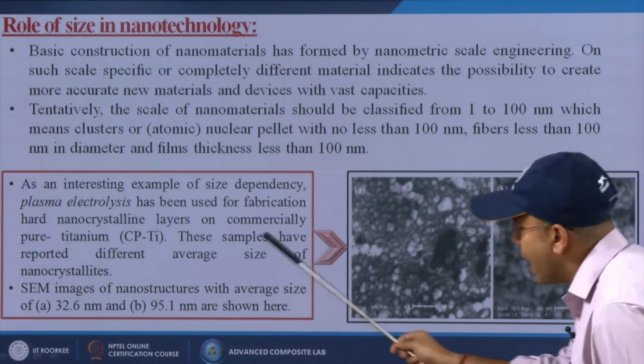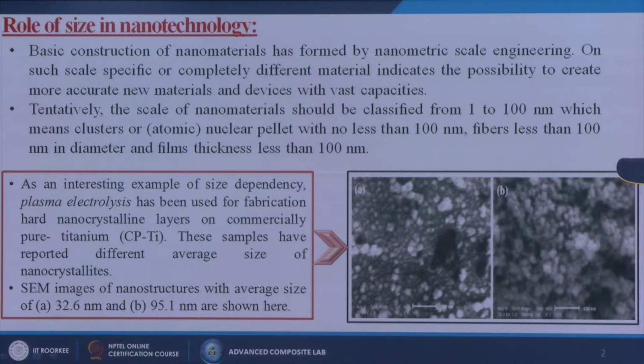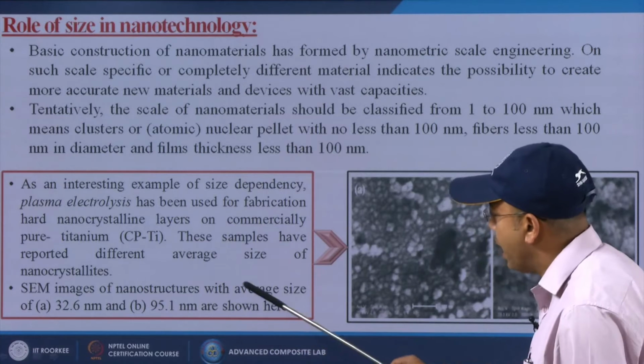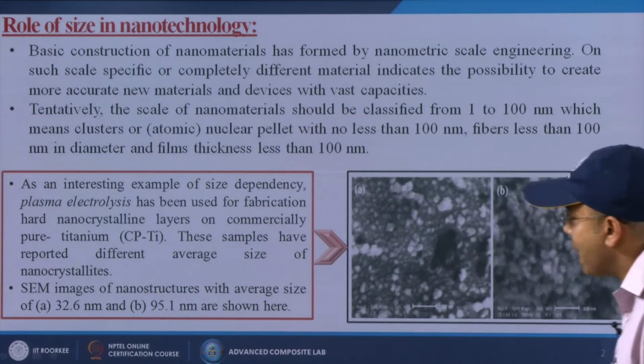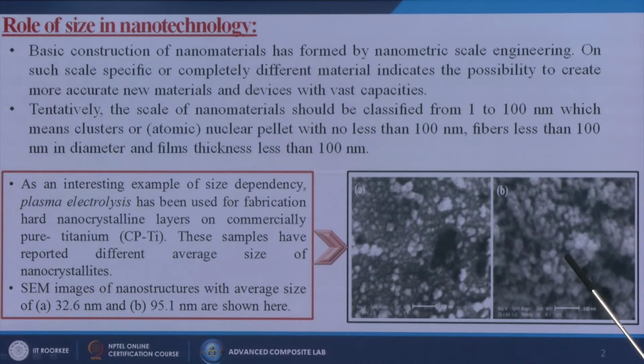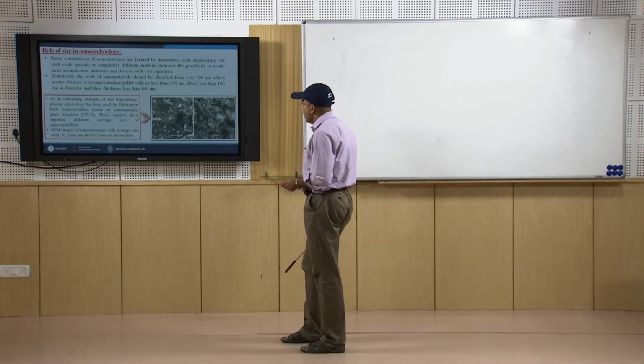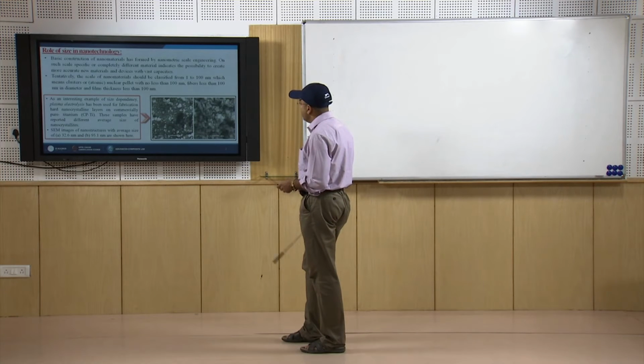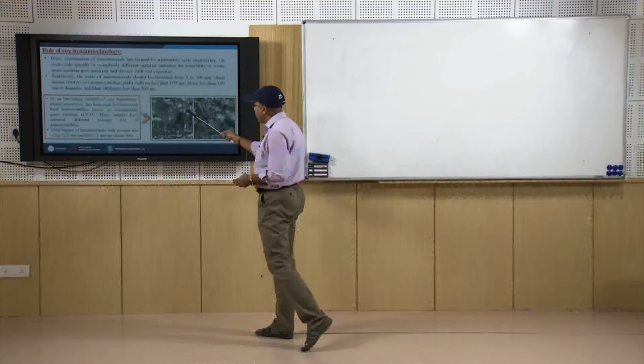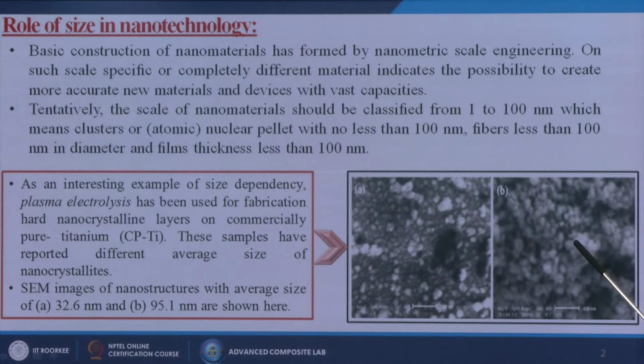So these samples have reported different average sizes of nanocrystallite. From this figure we can see an AFM image of nanostructures with an average crystallite size of 32.6 nanometer, and here the crystallite size is a little bit bigger, which is 95.1 nanometer. In this case the crystallite size or nanoparticle size of these materials is totally different, and in future I am quite sure they are going to give different properties in terms of their crystallite size.